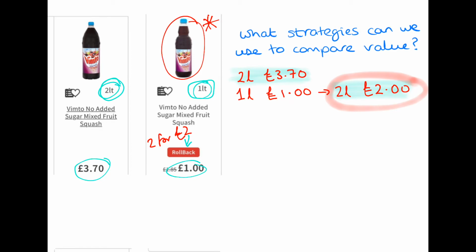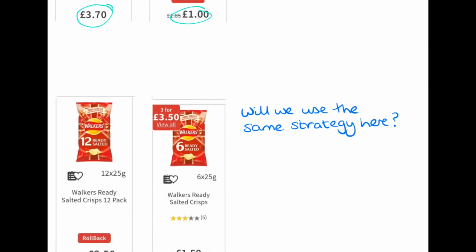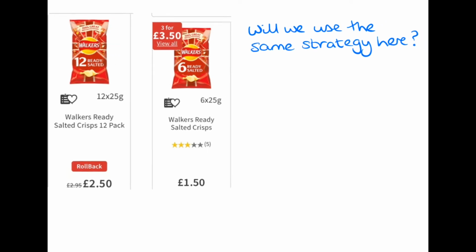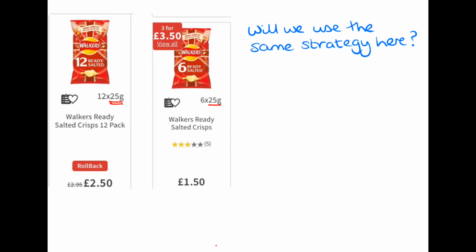Okay, right, let's move on. Here we've got multi-packs of ready salted crisps. So will we use the same strategy as last time? Well, let's have a look. The packet size, it's important to notice, is the same. They're all 25 gram packets.